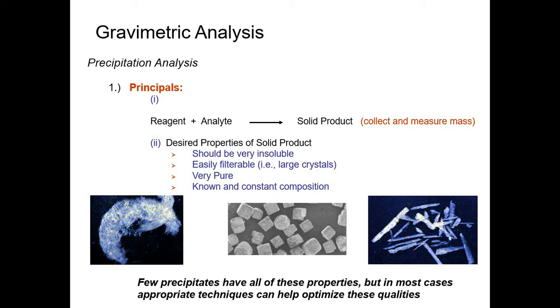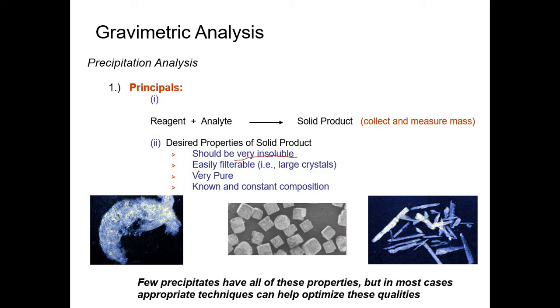So the accuracy of this precipitation analysis depends on the property of the solid product. So first, these are the desired properties of the solid product. Okay, so first, they should be very insoluble, meaning that all of the analyte must be converted into solid product. It should not go back or be converted into solution. Okay, so that means it should be very insoluble. It should not be partially insoluble. It should be very insoluble.